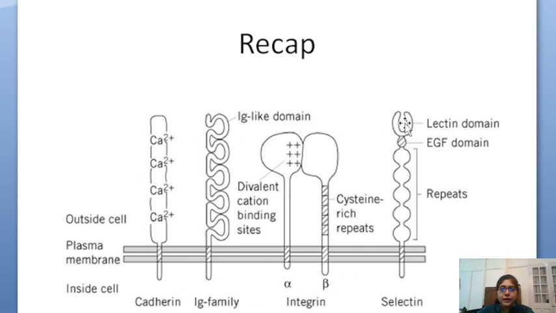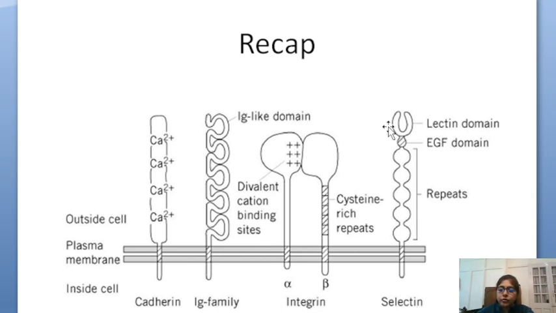Let's just recap what we have learned so far. There are 4 different types of cell adhesion molecules which are important for cell to cell interactions, and that interaction is important for performing a function as a tissue. Unless they communicate and interact with each other within the tissue, they cannot perform the biological functions. And to perform these biological functions, they are dependent on these 4 classes of cell adhesion molecules. Number 1 is cadherin, number 2 is the IG superfamily, then integrin and selectin.